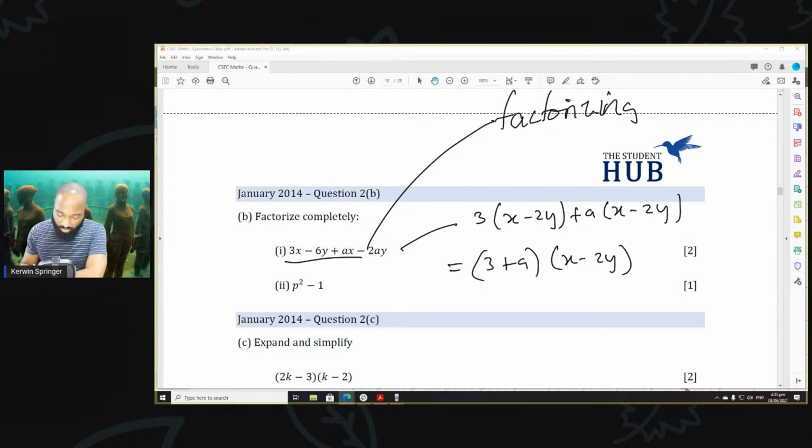All right, so we continue with p squared minus 1. This is a difference of two squares. So this is p plus 1, p minus 1. Or you could ask me a specific question.